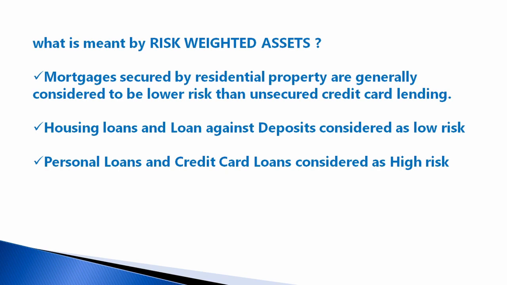What is meant by risk weighted assets? Mortgages secured by residential property are generally considered to be lower risk than unsecured credit card lending. Normally you have lending to a secured portfolio and lending to unsecured. Lending to a secured portfolio is always low risk. For example, you are giving loans for house construction or purchase of a flat, or a loan against deposit. These are low risk because you have a security. Based on the security you are given a loan. These are low risk.